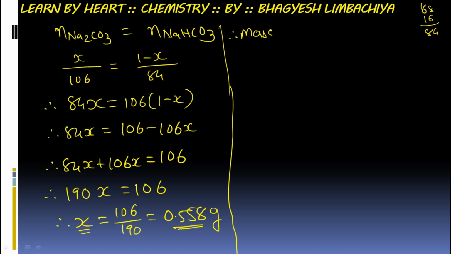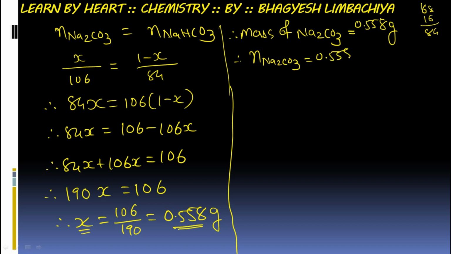So the mass of Na2CO3 is 0.558 gram, and then number of moles of Na2CO3, it will be 0.558, and it is divided by 106 with its molecular mass. So we are getting the answer 0.0053.